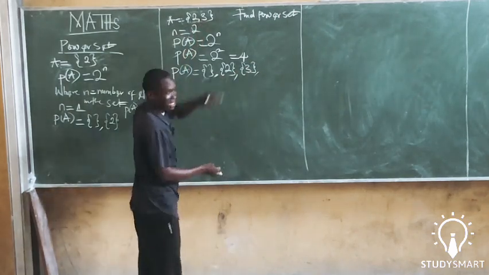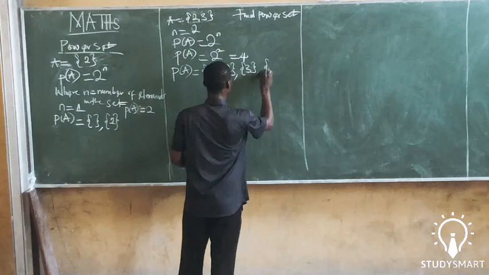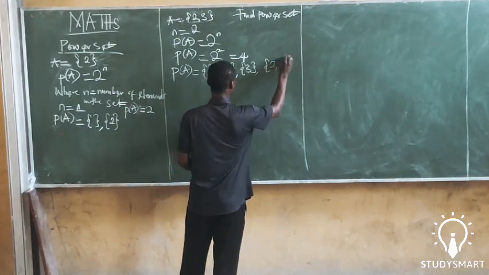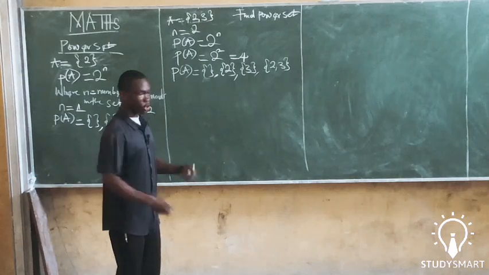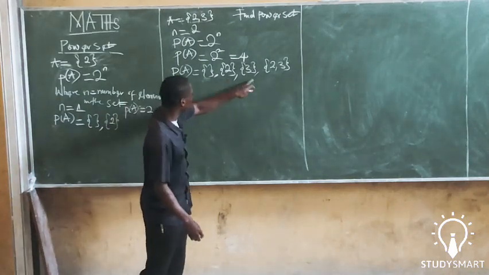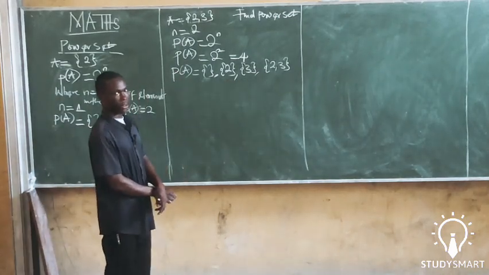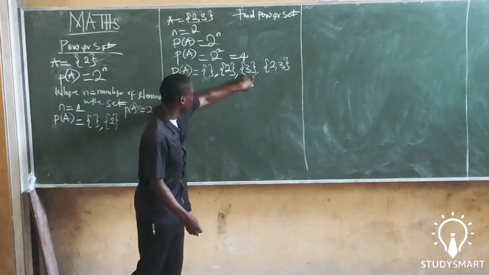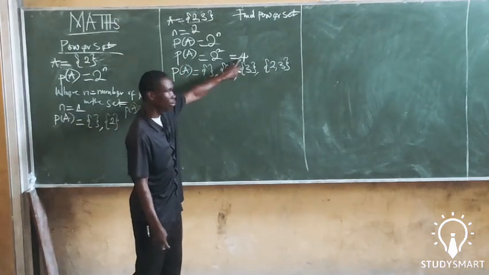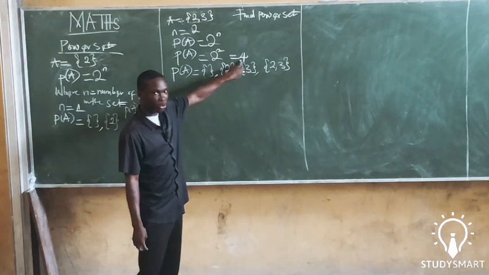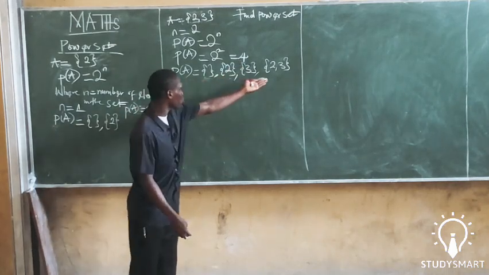And I have the set itself. I'm going to take 2 and 3. Now, if you count this, we have up to 4 subsets, which is 1, 2, 3, and 4. It must satisfy the number of subsets that you've gotten, which is 2 to the power 2, 4. I've gotten 4 subsets here.